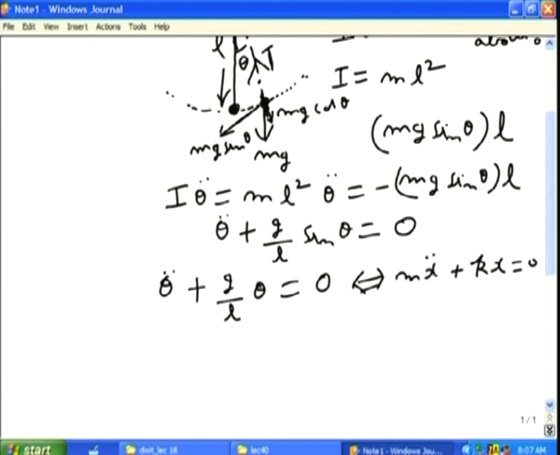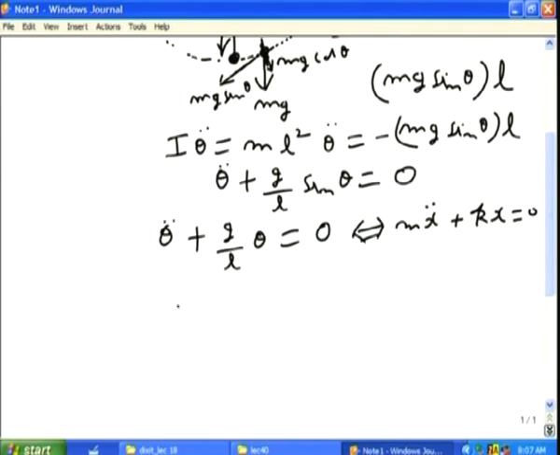Let us see how the analysis can be done for exact vibrations. Now, in case I cannot consider theta to be very small, we have theta double dot plus g by L sin theta equal to 0. How do we solve this differential equation? This differential equation is non-linear. If x is a solution of this, that does not mean a constant times x is a solution of this.